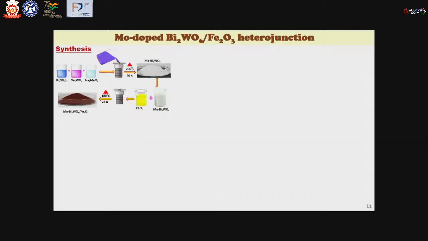That's why we are choosing molybdenum-doped bismuth tungsten oxide, and to develop a heterojunction with iron oxide, we selectively chose iron oxide because of its suitable band structure, meaning conduction band and valence band.